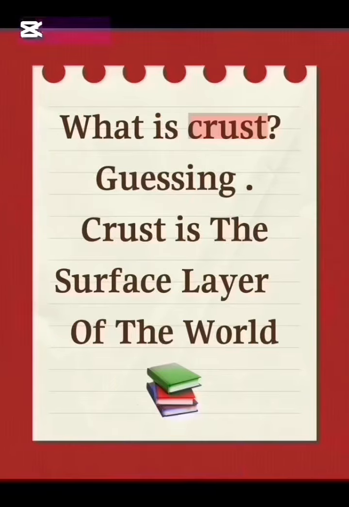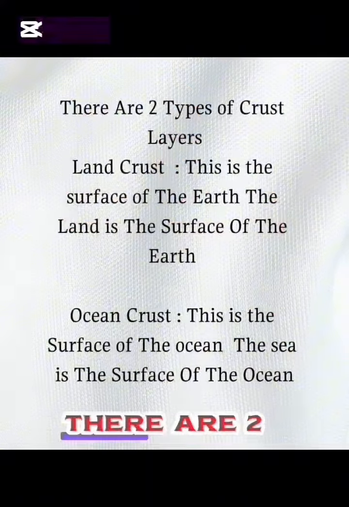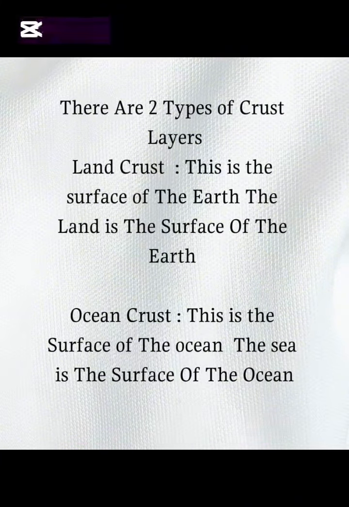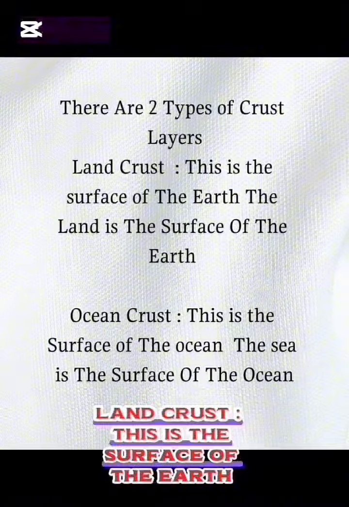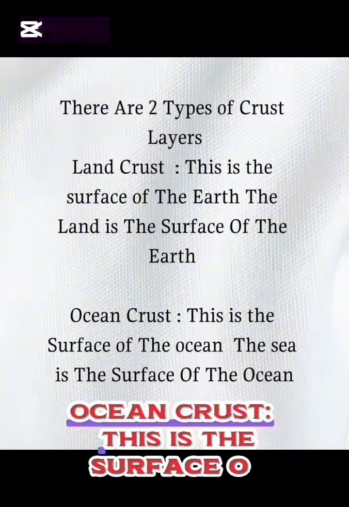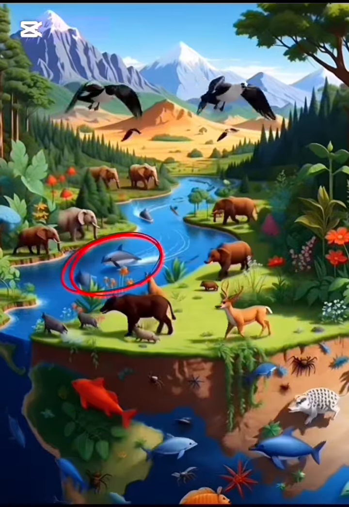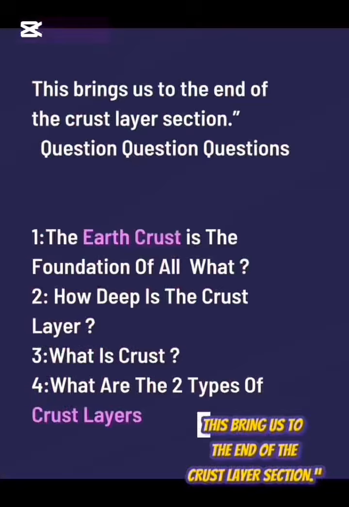What is crust? Crust is the surface layer of the world. There are two types of crust layers. Land crust. This is the surface of the Earth. The land is the surface of the Earth. Ocean crust. This is the surface of the ocean. The sea is the surface of the ocean. This brings us to the end of the crust layer section.